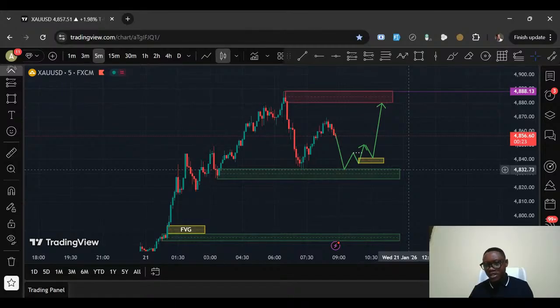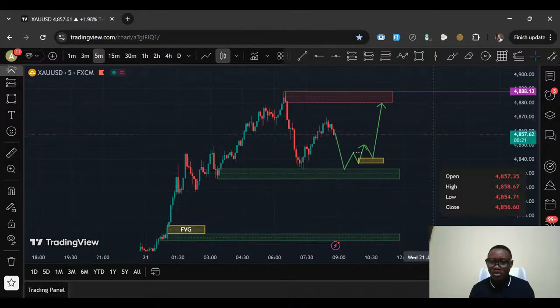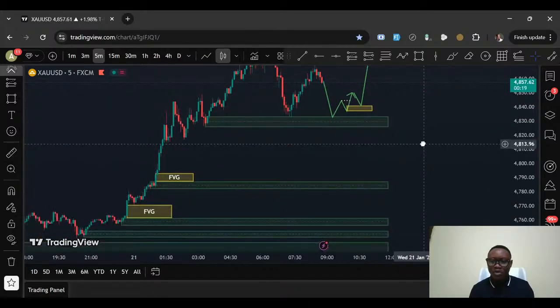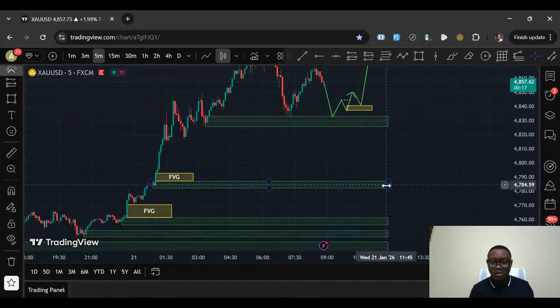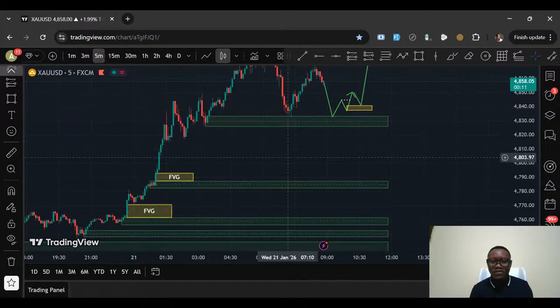And some other persons, depending on the zone you are taking your entry, if you want to use a confirmation entry for extreme zones like this, you may not necessarily have to wait for a market shift on the 3 minute time frame. You can wait for a market shift on the 5 minute time frame itself.